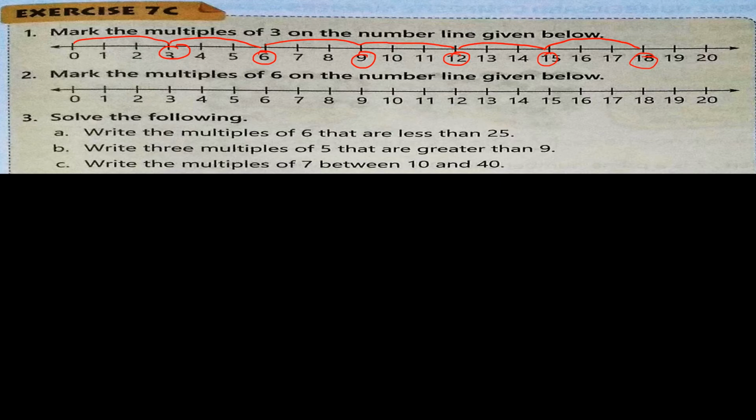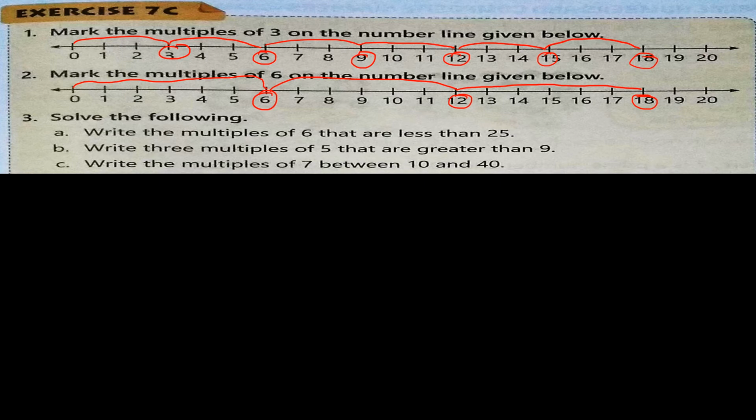Now mark the multiples of 6 on the number line given below. So 6, just jump. Right. 6. Now again 6 2s are 12. Then again 6 3s are 18. Just circle it. 6, 12 and 18 are the multiples of 6. Done. Now question number 3.